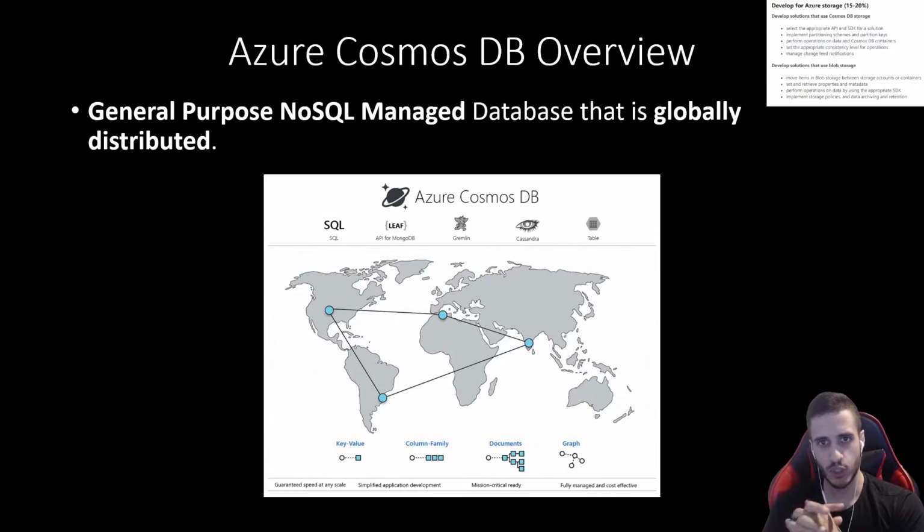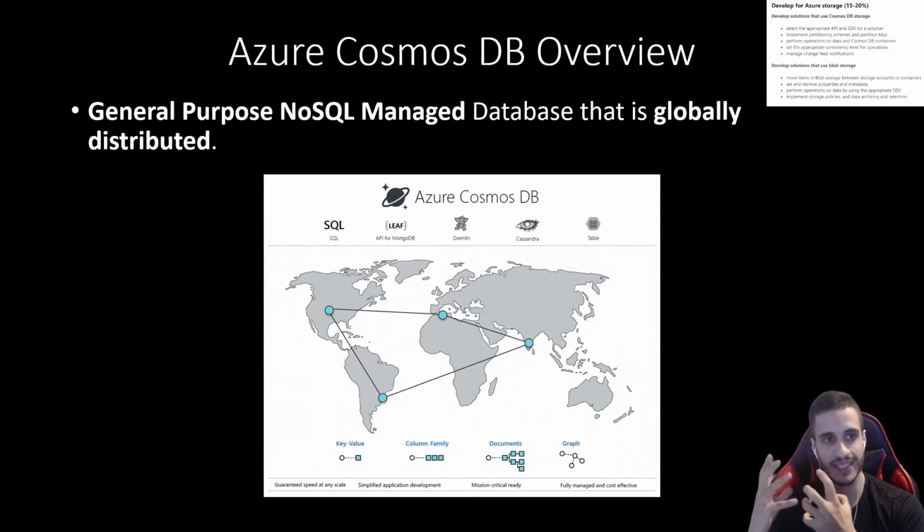So starting with Azure Cosmos DB and developing solutions on Azure Cosmos DB, let me explain what is Azure Cosmos DB. Azure Cosmos DB is a general purpose NoSQL managed database that is globally distributed. And notice that there are a lot of powerful words here and I marked them in bold. So let me go through them one by one.